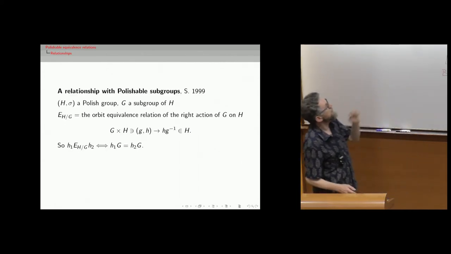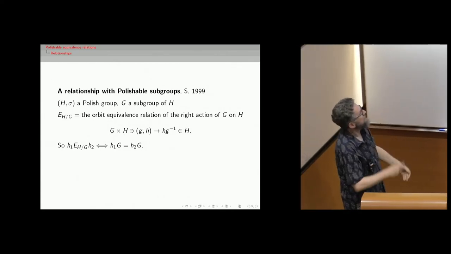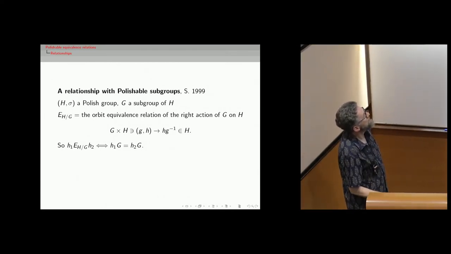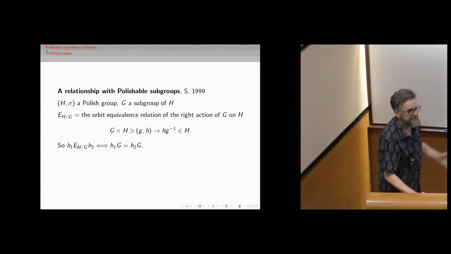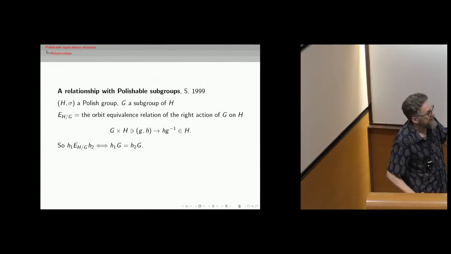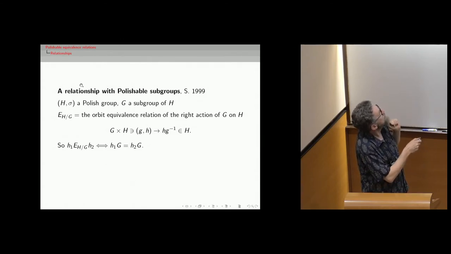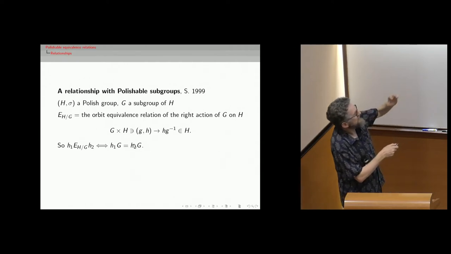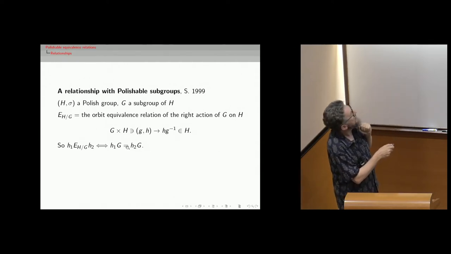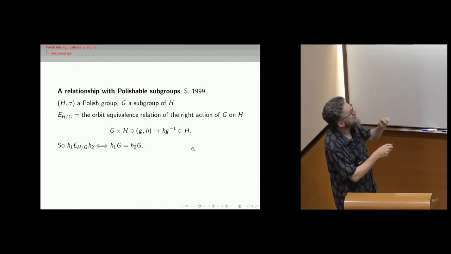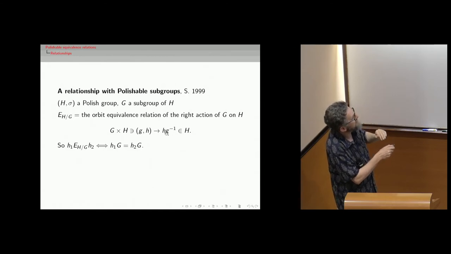Let me just say what is done, and then I will have two questions. So, relationship with polishability. I had something that I didn't realize was a Xcode analysis, but it was in the following context. I looked at a Polish group H with topology sigma, and a subgroup of it, G. And when one looks at equivalence relations, at the orbit equivalence relation of the right action of G on X. So this is the right action here.